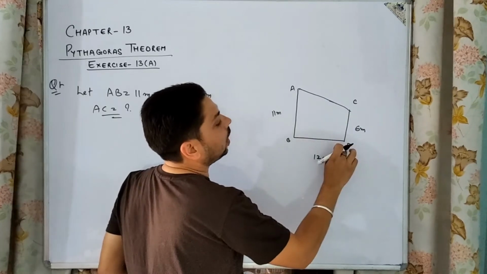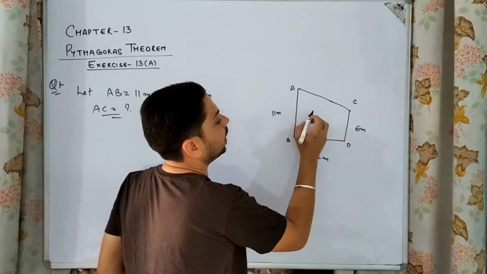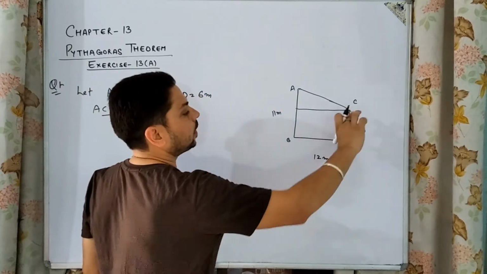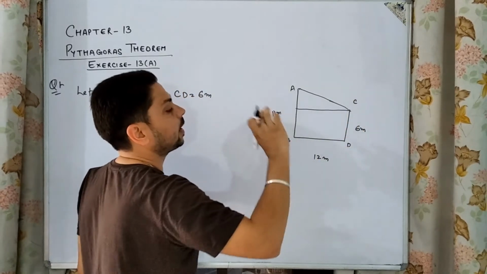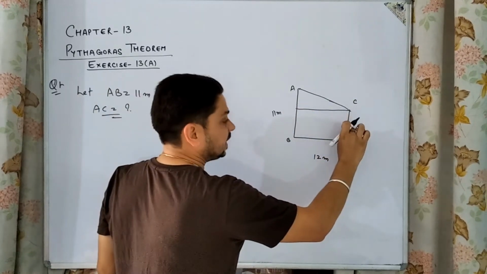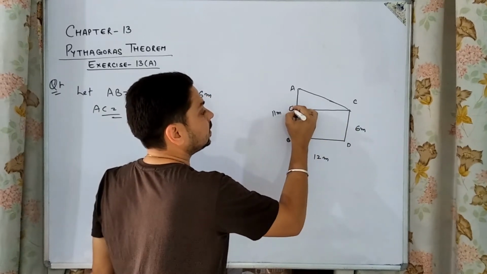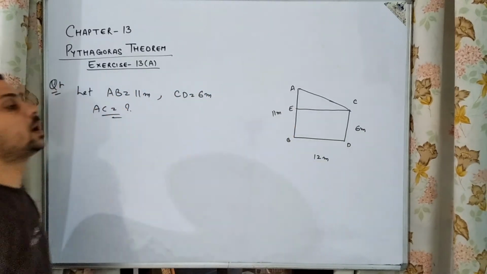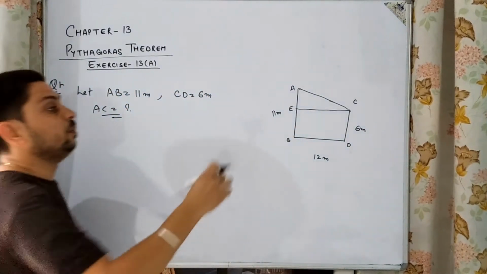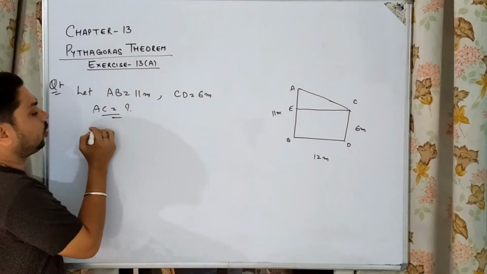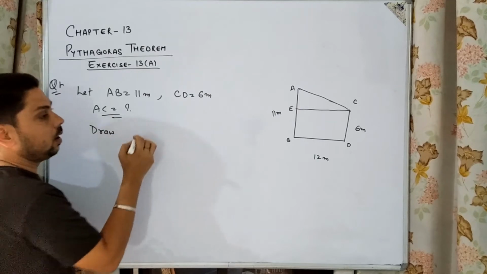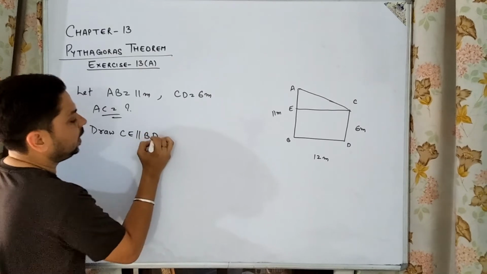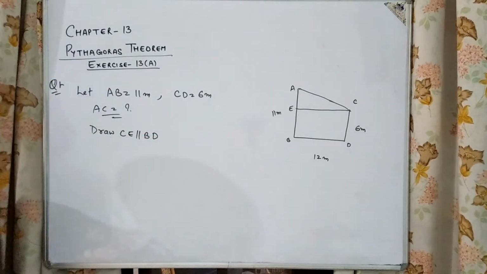If I draw a line parallel to BD here, now this will become a rectangle. So opposite sides of a rectangle are equal here. If this is 6, then let us take it as E here. If this is 6, then BE will also become 6 meter here. Okay. Now come to here. Draw CE parallel to your BD here.